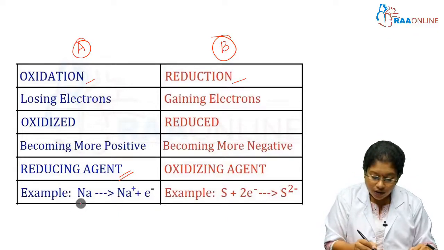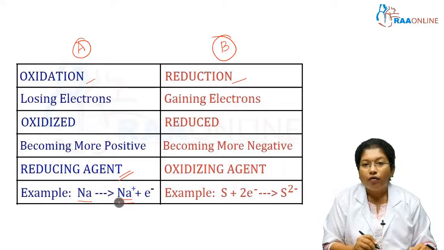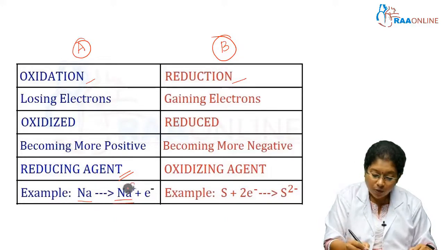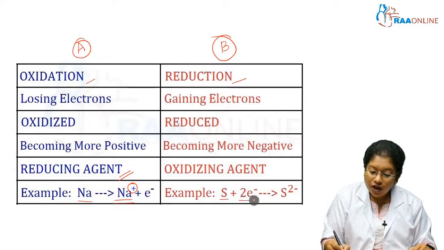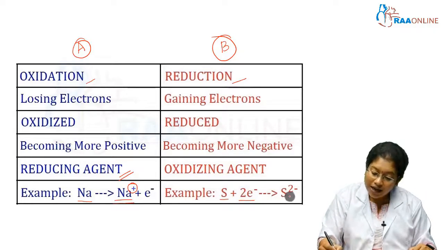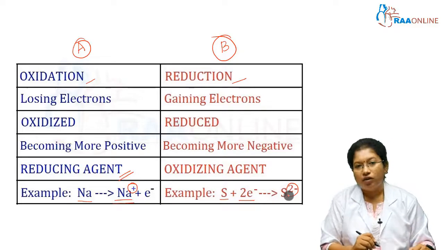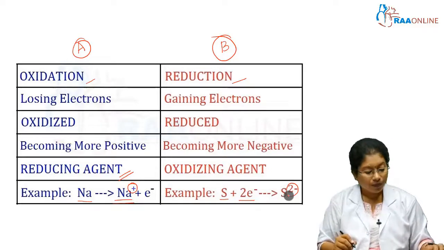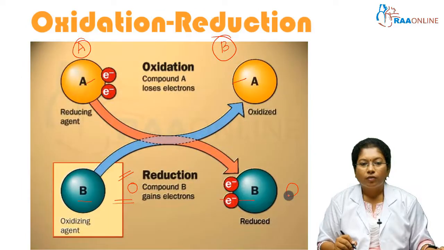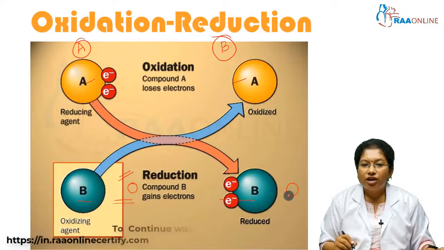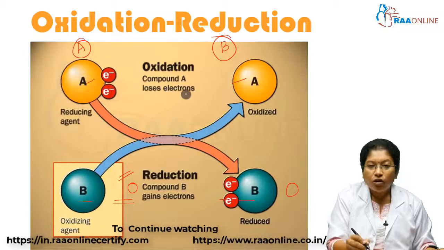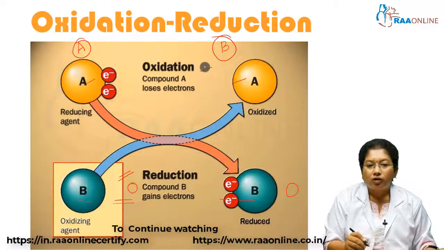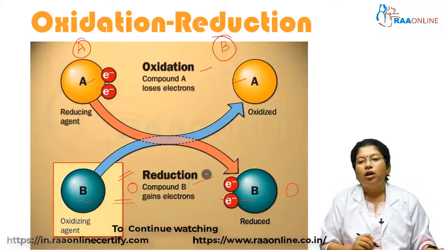For example, you can see sodium loses the electron and forms the sodium ion. It becomes positively charged. Whereas the sulphur gains 2 electrons and becomes negatively charged sulphur. So, it is reduced. So, in oxidation-reduction, a compound which loses electrons is oxidized, and one which gains electrons is reduced.